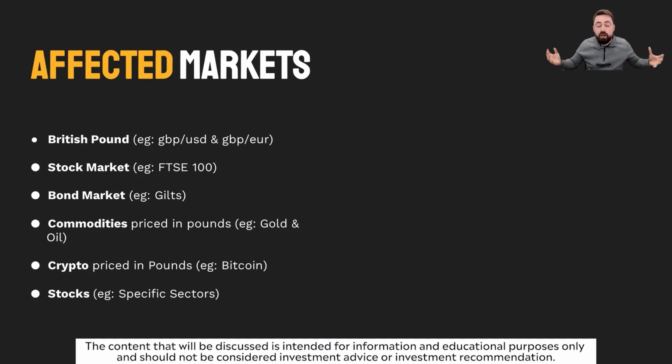Now, look, the first market that's going to move, of course, is the British pound. It's UK related data. If it was US data, the US dollar would move. It happens to be UK, so we talk about the British pound. So any pound related pairs need to be our focus here. I'm talking about the pound against the US dollar, the pound against the euro, the pound against the yen. You name it, it is going to move when this data release comes out.